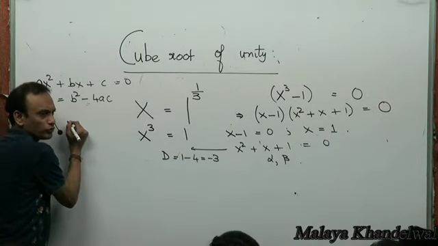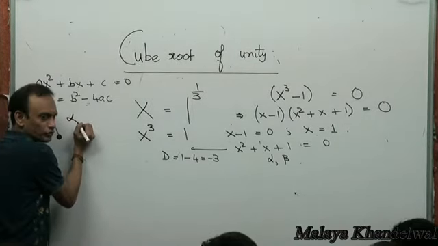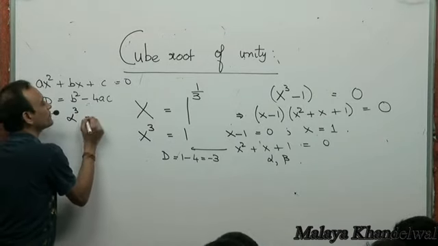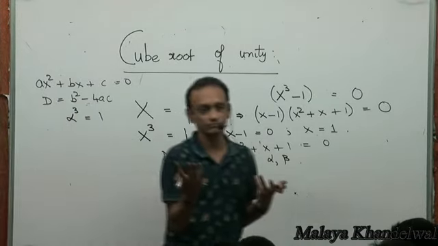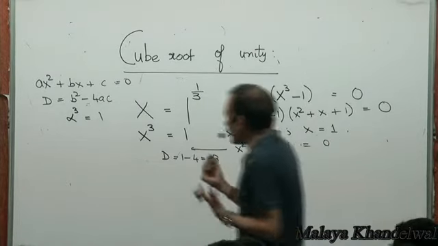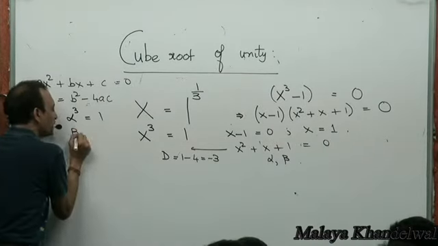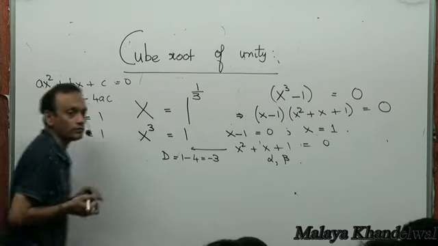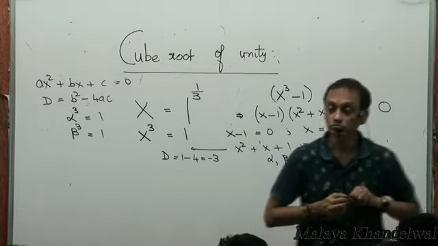Now, whatever be a cube root of unity, if alpha is a cube root of unity, then alpha cube must be 1, whether it's real or complex. Yes or no? If beta is a cube root of unity, then cubing beta should also give me 1. Yes or no?